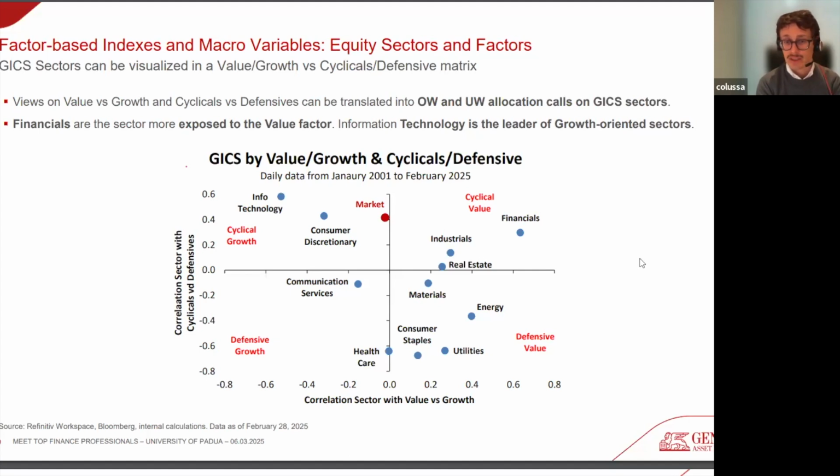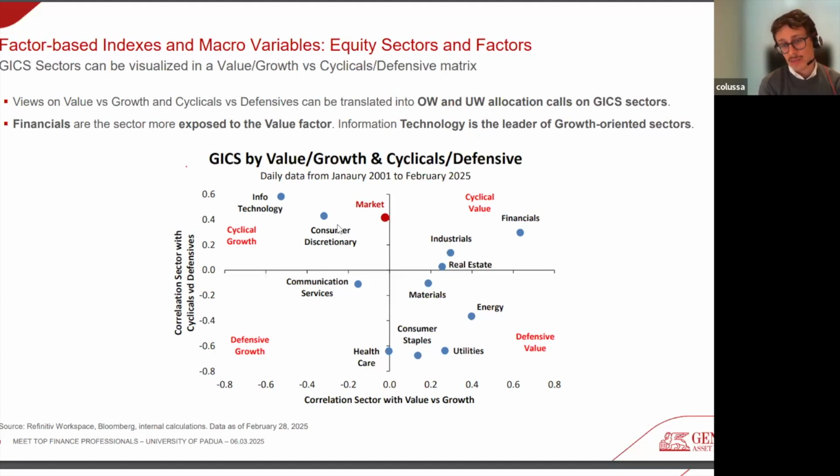Within cyclical sectors, the most prominent one is for sure information technology, which is a sector that also has a very strong tilt towards growth. So the top right quadrant in this chart is basically the cyclical growth sectors. You see information technology, you have consumer discretionary. You can imagine that within consumer discretionary, we have stocks like Amazon and Tesla, for example. In information technology, we have Apple, Microsoft, Nvidia, etc., just to mention a few.